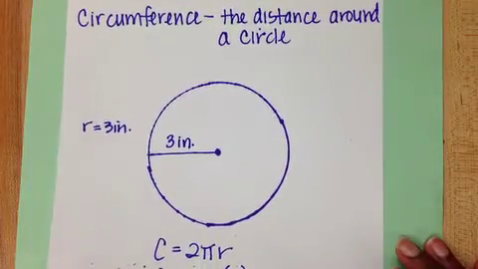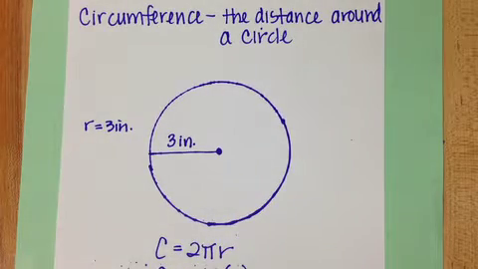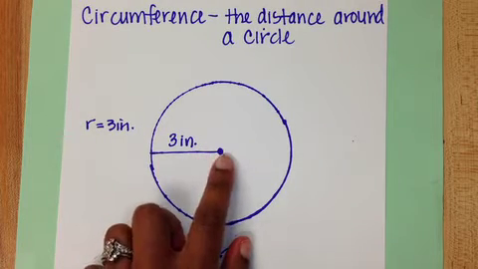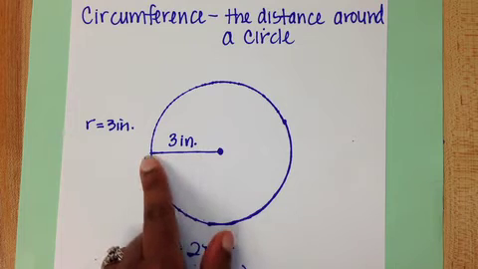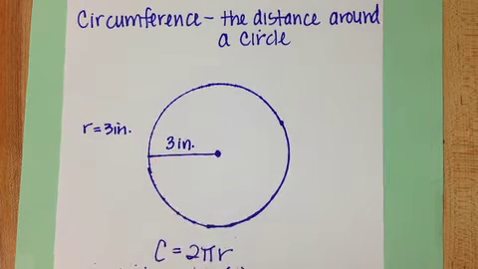The last vocabulary word we're going to go over is circumference. Circumference is pretty similar to perimeter. The only difference is that circumference deals with the distance around a circle. Given the circle that we have here, the information that's given is the radius. Remember, the radius is the distance from the center of the circle to a point on the circle. In this example, we have our radius as 3 inches.